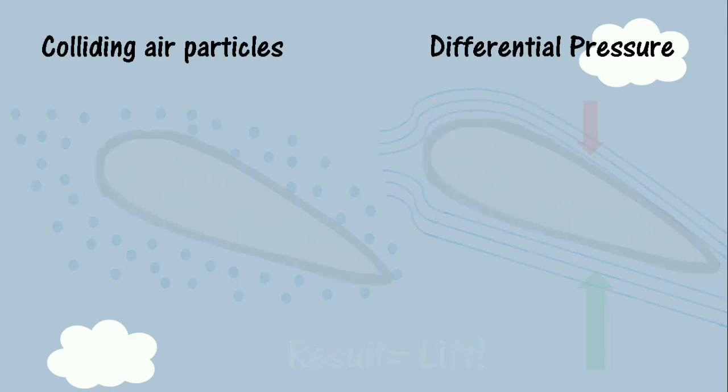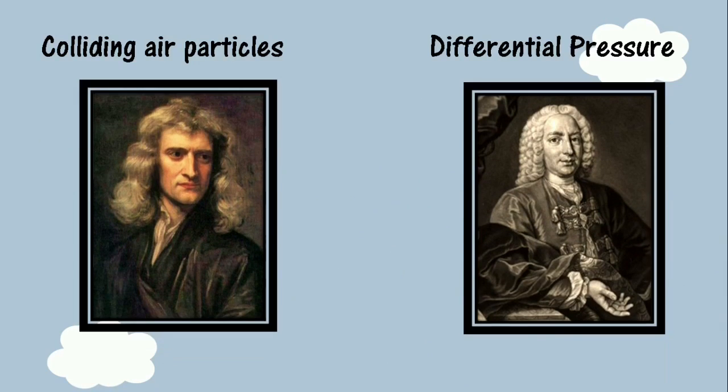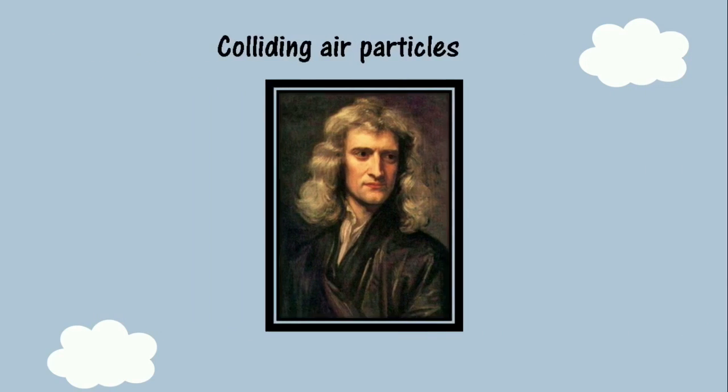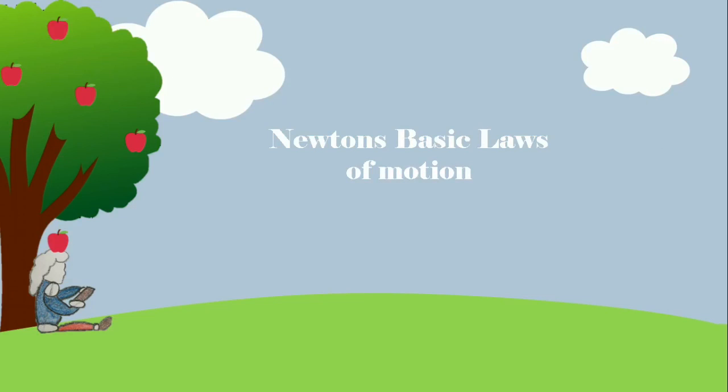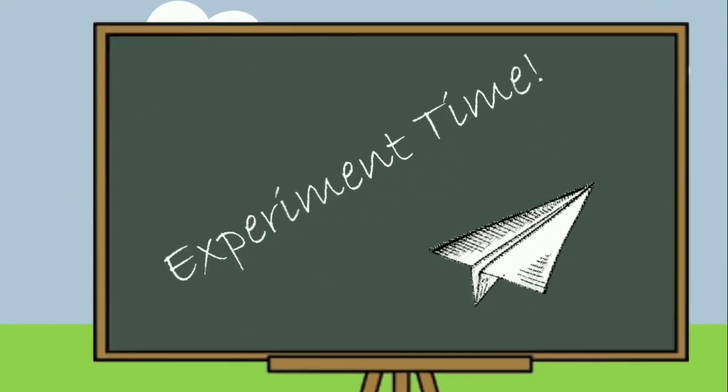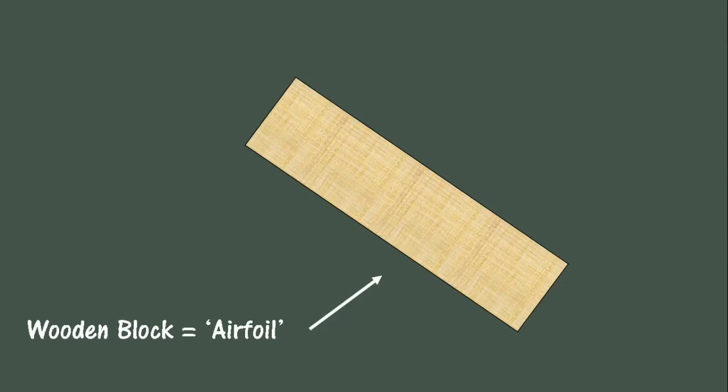So, let's explain how these physical concepts produce lift. Each theory is explained using the work of Isaac Newton and Daniel Bernoulli respectively, but for now, we'll start with the collision of air particles on an airfoil, which can be explained using Newton's basic laws of motion. We'll demonstrate this using a simple experiment. By imitating an inclined airfoil with a block of wood, we can demonstrate how Newton's laws can explain lift on an airfoil's lower camber. We'll then accelerate a ball, which will imitate an air molecule, towards this block.